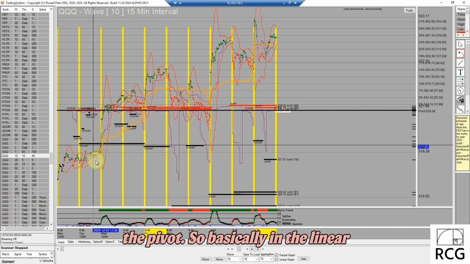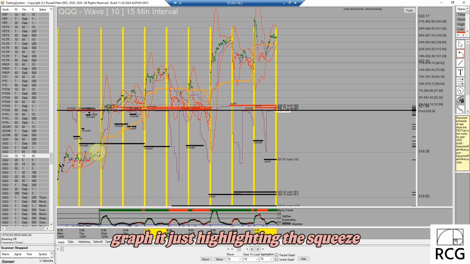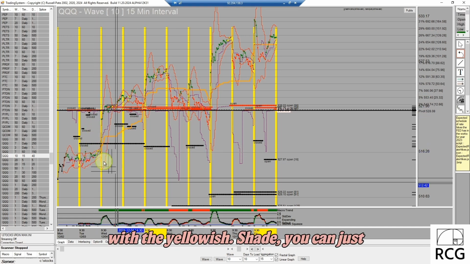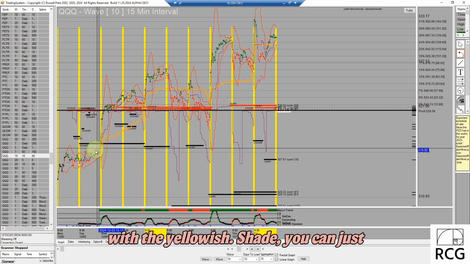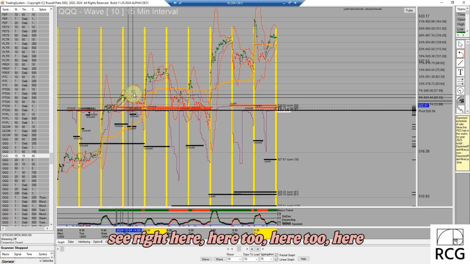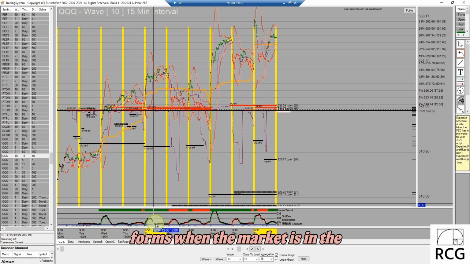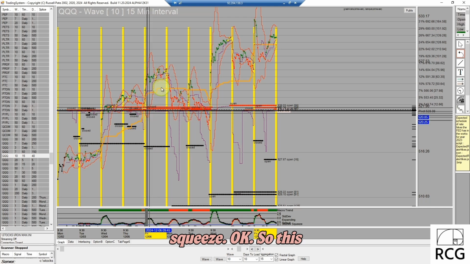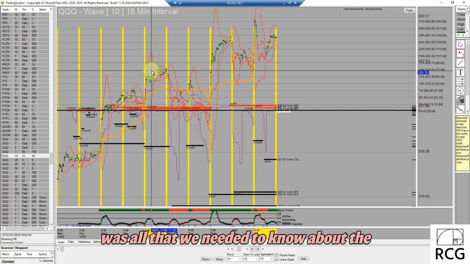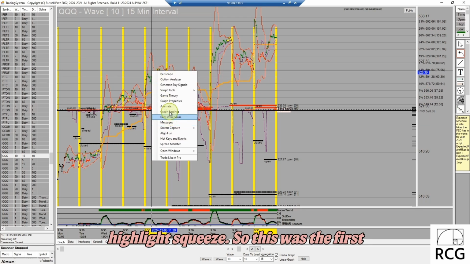So in the linear graph it's just highlighting the squeeze with the yellowish shade. You can see right here, here too, here too, here too, and you can see that it only forms when the market is in the squeeze. Okay, so this was all that we needed to know about the highlight squeeze.